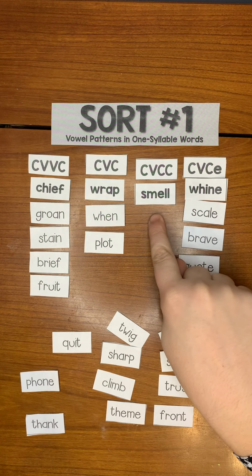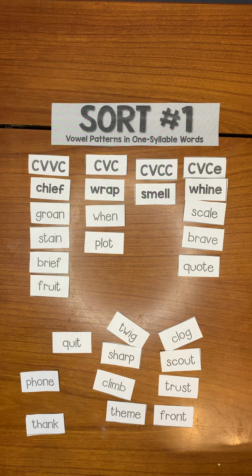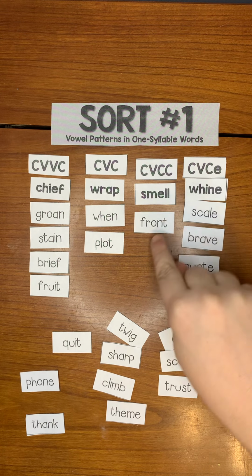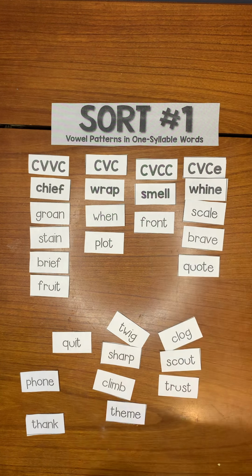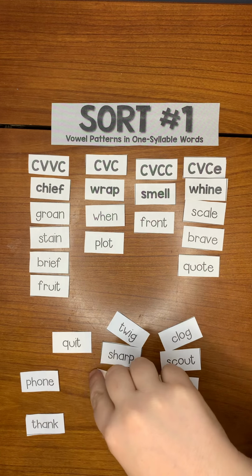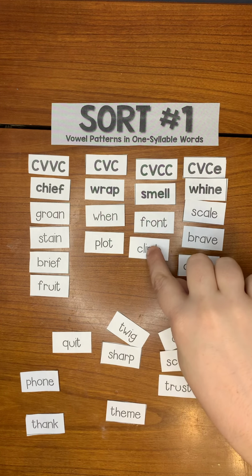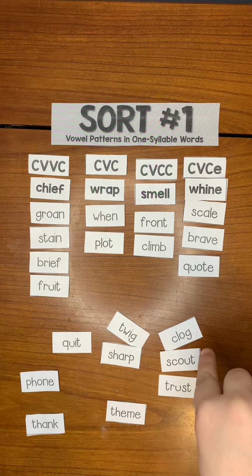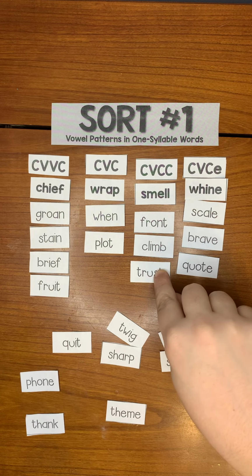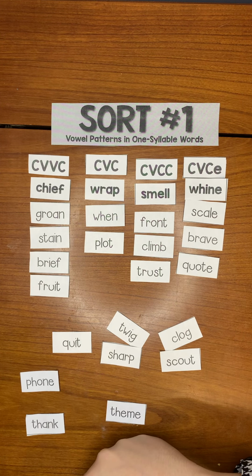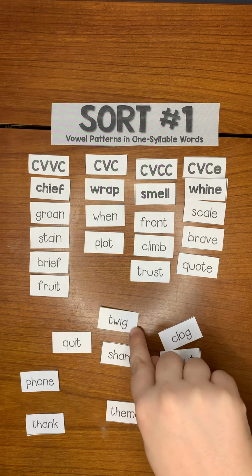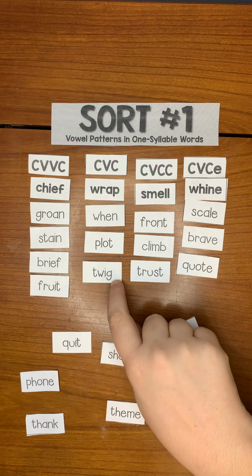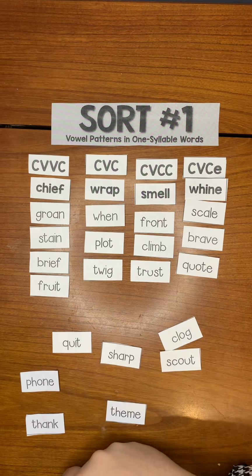Let's look for some CVCC words like smell. Front, consonant, vowel, and then 2 consonants at the end. Climb. Trust. I think I know where twig goes. I think twig is CVC, because before and after the vowel, there's a consonant and nothing extra at the end.